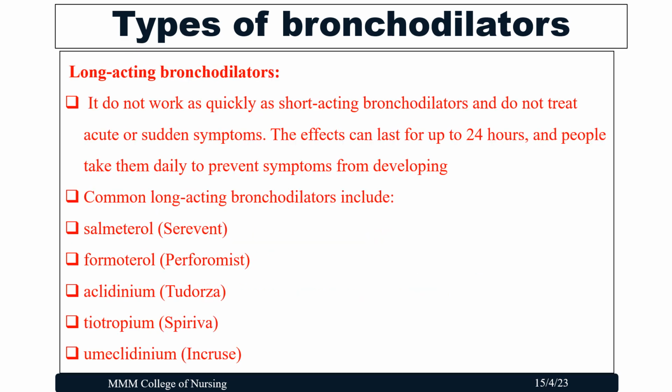Next, we'll see long-acting bronchodilators. Long-acting bronchodilators do not work as quickly as short-acting bronchodilators and do not treat acute or sudden symptoms of asthma or COPD. The effect can last up to 24 hours, and people take them daily to prevent symptoms from developing in asthma or COPD.